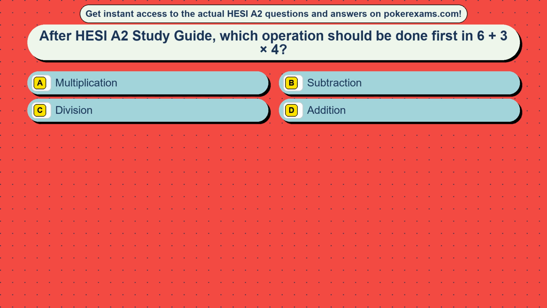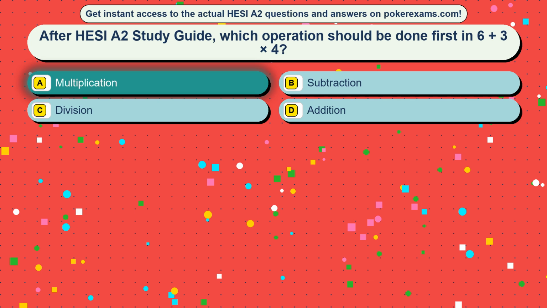Question 6. After HESI A2 Study Guide, which operation should be done first in 6 plus 3 4? Option A, multiplication. Option B, subtraction. Option C, division. Option D, addition. The correct answer is option A, multiplication.